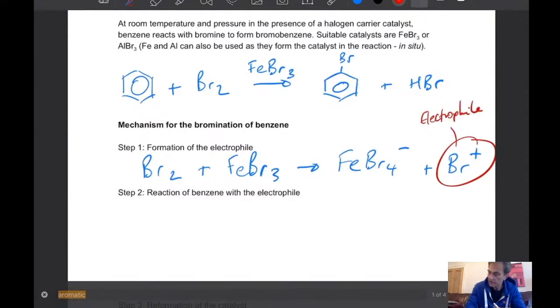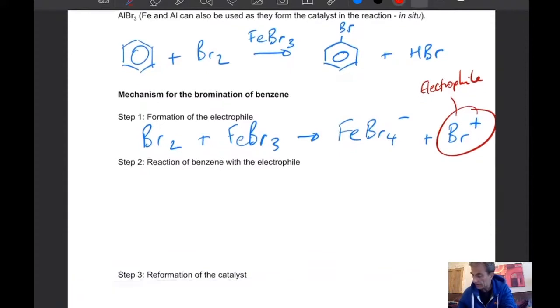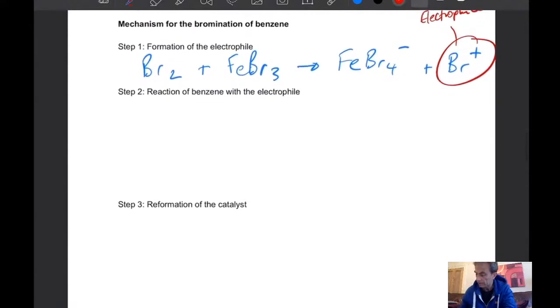Now, if you look in other textbooks, you might see a slightly different version of that reaction. This is the one I always use, and it's absolutely fine. It's one of the ones mentioned or requested by the exam board, so I'm happy to just stick with that. I'm not going to confuse things and show you different versions.